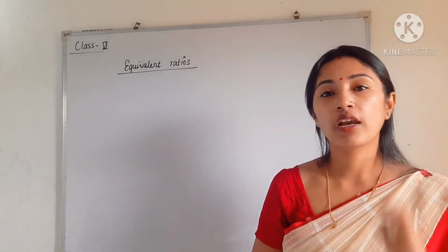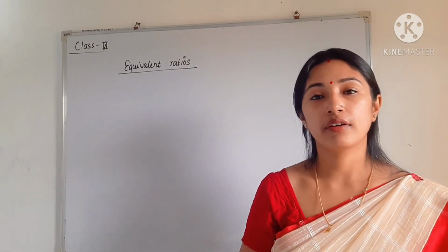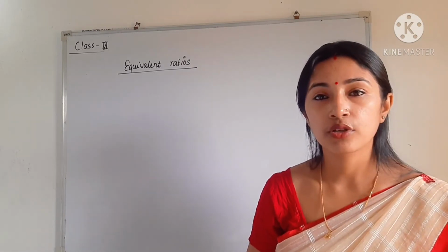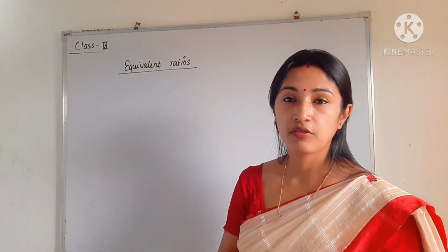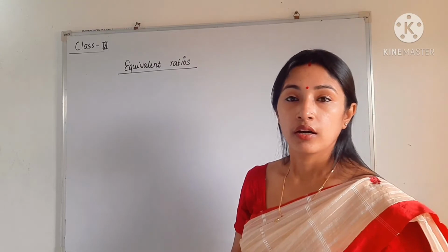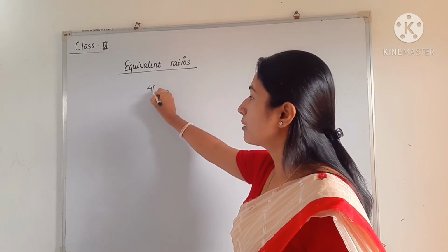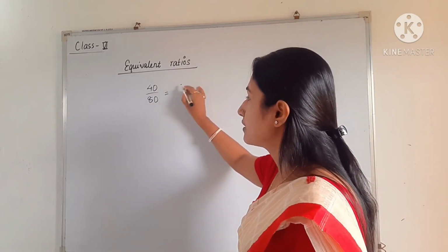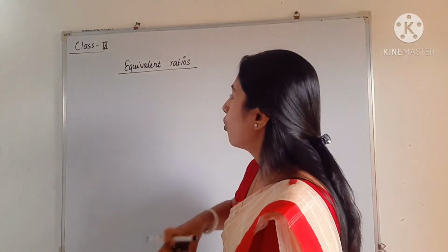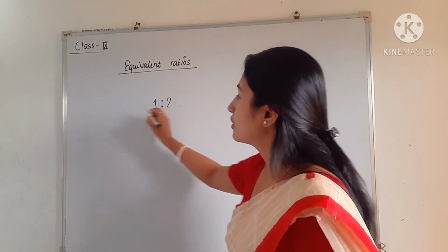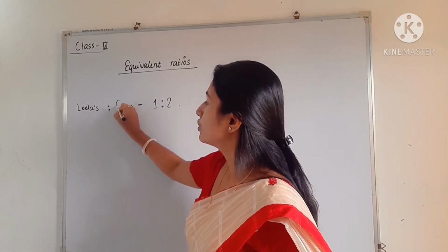Already we have studied equivalent fractions, and in equivalent fractions we have seen that the value of the equivalent fraction will become the same. Okay, so what is an equivalent ratio? See, here in the previous example which I gave you just now, that example was Leela's marks by Sheila's marks, and that was 40 by 80. Or you can write, after cancellation we got 1 by 2. So in ratio, finally we can write it as 1 is to 2. Okay, so this is Leela's marks is to Sheila's marks.